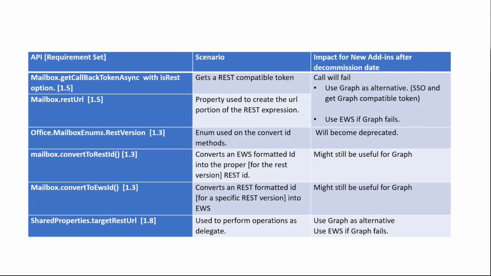As for the REST version, this API is going to become basically obsolete. We will not be able to know the REST version anymore. We're going to keep the conversion IDs. We have a few APIs to convert to REST ID and convert to AWS ID, as we think these APIs might still be useful for the Graph in case you need to supply an ID. And finally, the shared properties getTargetRestUrl, which is the API you use to get the URL to make the REST call on behalf of the owner of a folder. Here we also need to have a Graph alternative. This is very relevant for the delegate scenario.